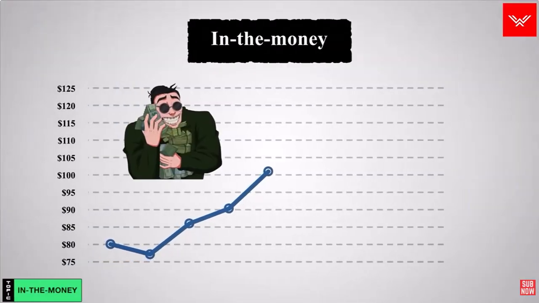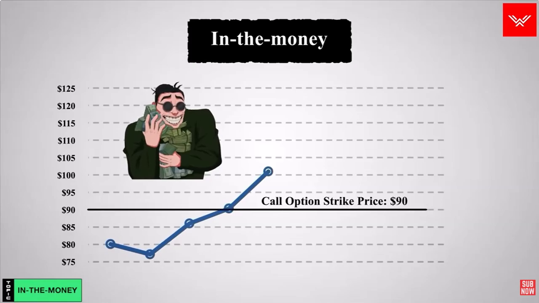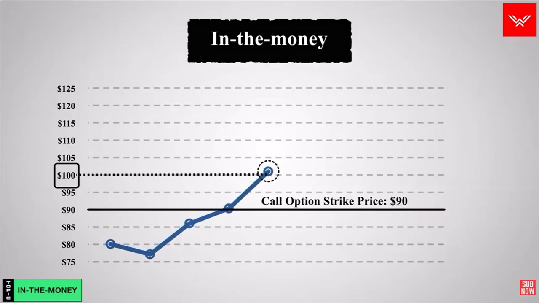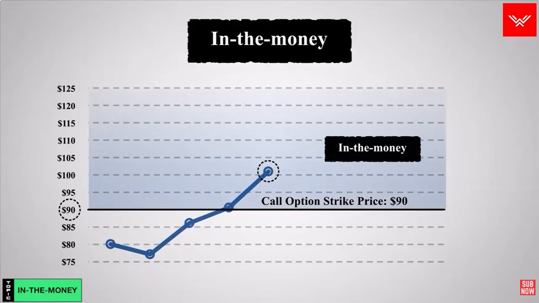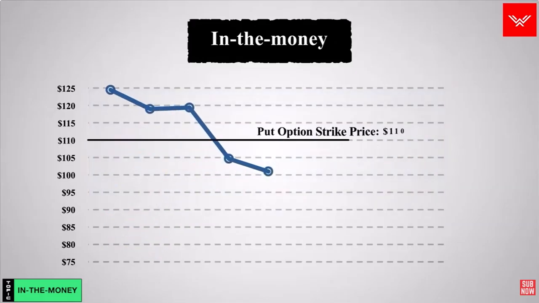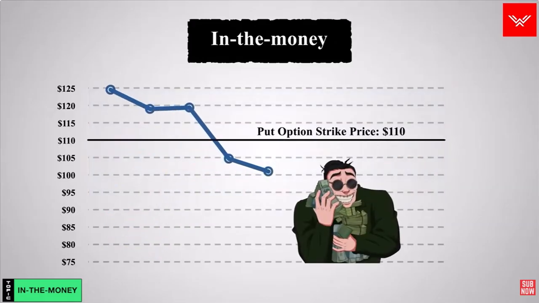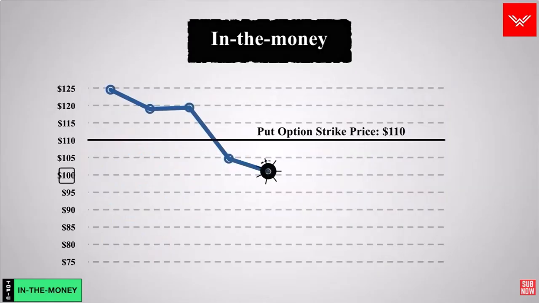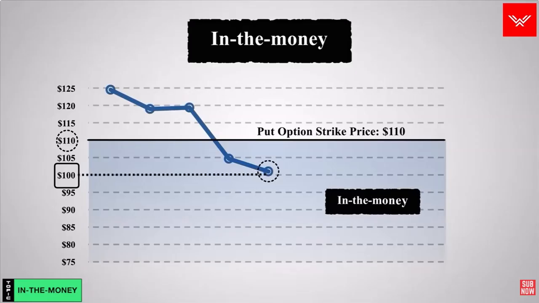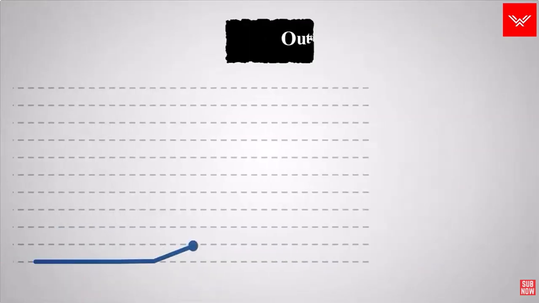In the money. This is when you own a call option and the strike price is below the current market price. So if the stock is at $100 and your call option has a strike price of $90, it is in the money. In contrast, if you own a put option, the strike price is above the current market price. So if the stock is at $100, your put option has a strike price of $110, meaning it is in the money.